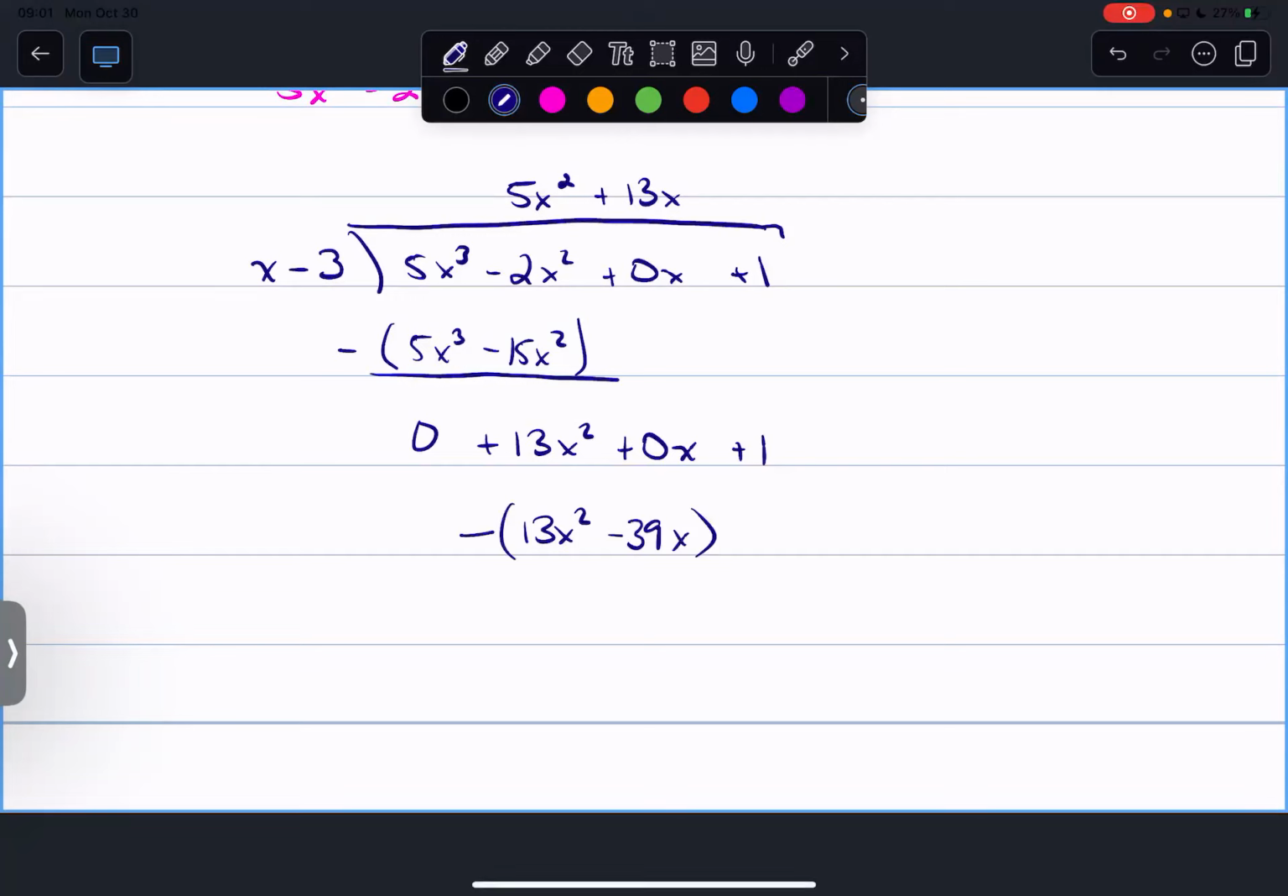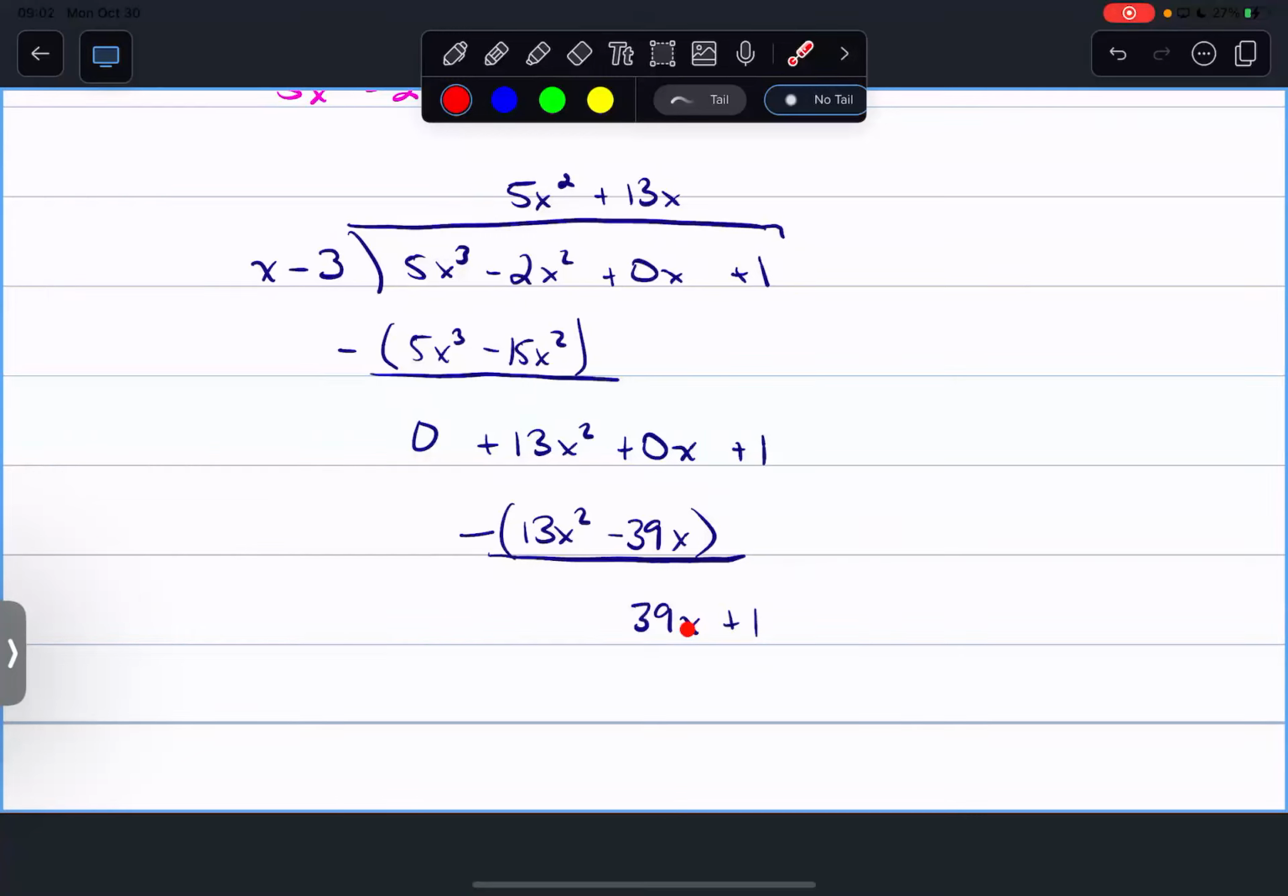Then I want to subtract that. 13x squared minus 13x squared goes away. And this is why it's so important to have this 0x, because you need to add 39x to 0x. And so now 39x appears, and you can bring this plus 1 down. Home stretch here, because I only have the 1 left. I'm going to run out of terms here, and whatever is left over is going to be the remainder, if there's anything left over.